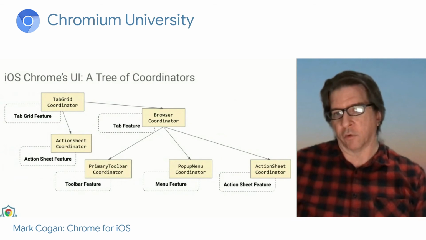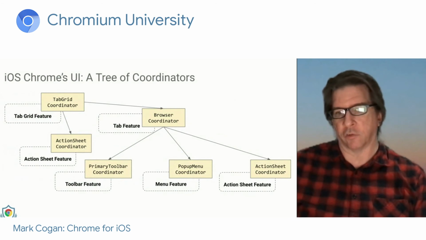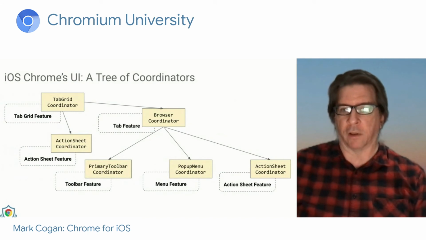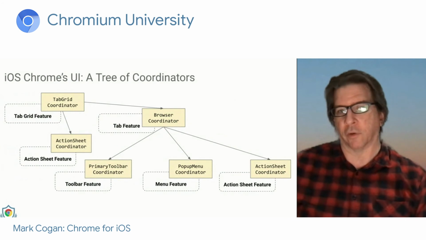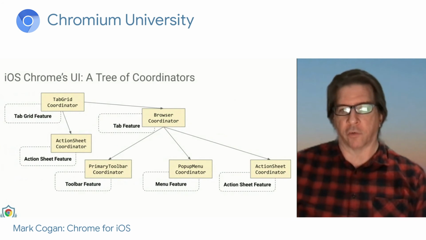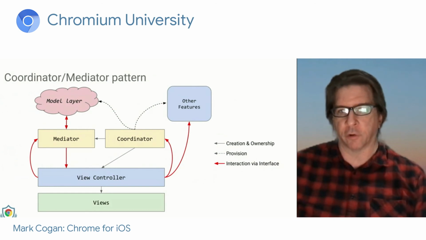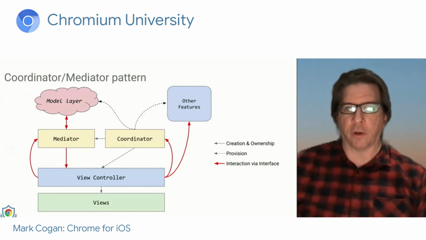Coordinators can be specific to features that only appear once, or they can be reusable. An example here is the action sheet coordinator. An action sheet is like an alert in iOS. Many classes might need to have an action sheet coordinator to show an action sheet, for example. So that's a reusable kind of coordinator. The coordinators are sort of the public API for pieces of features. Inside a feature, we use what we call a coordinator mediator pattern.